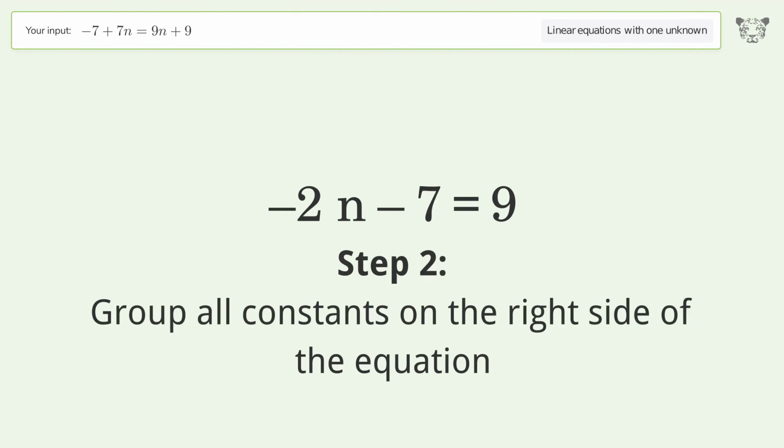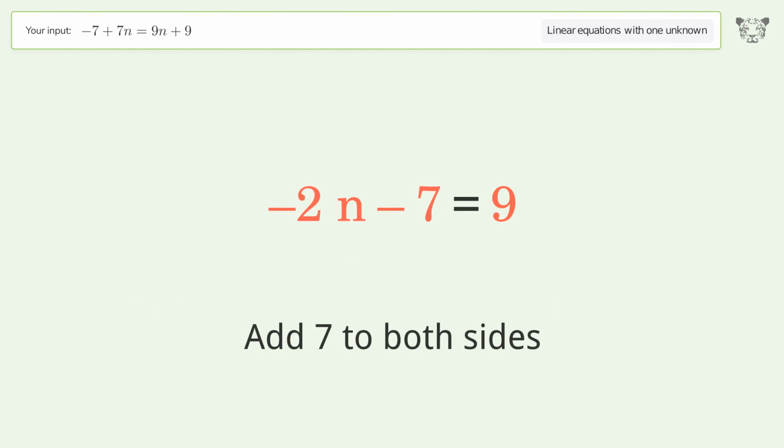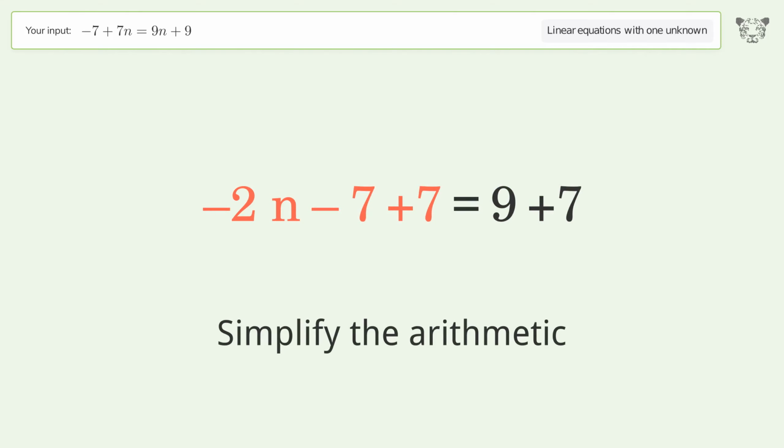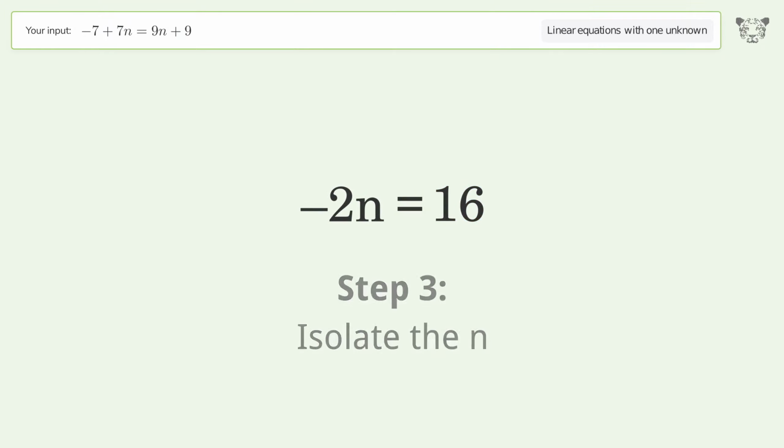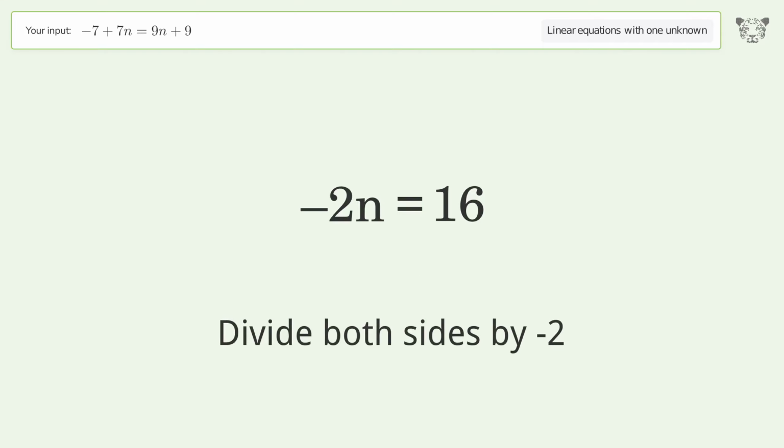Group all constants on the right side of the equation. Add 7 to both sides. Simplify the arithmetic. Isolate the n. Divide both sides by -2.